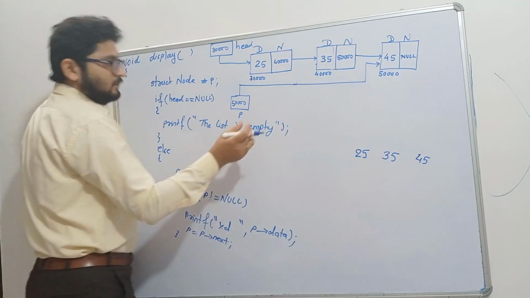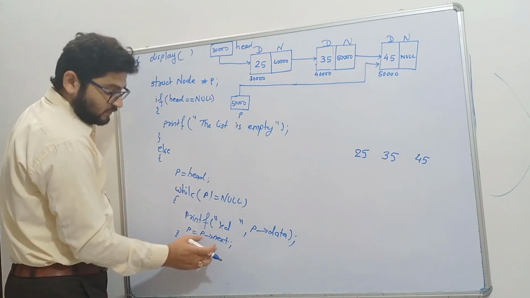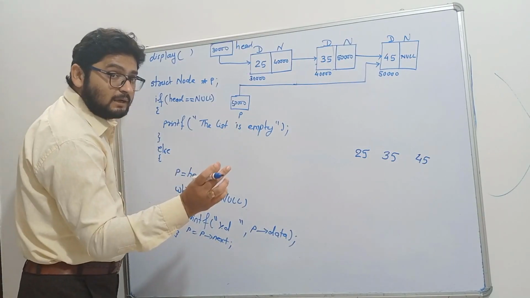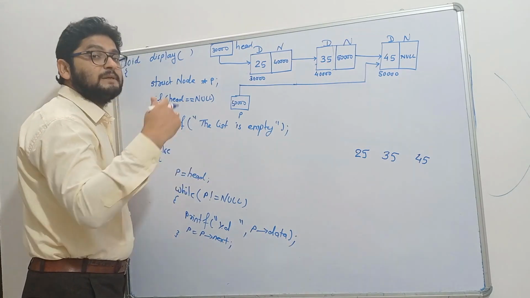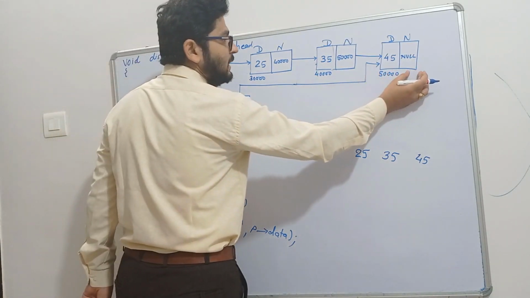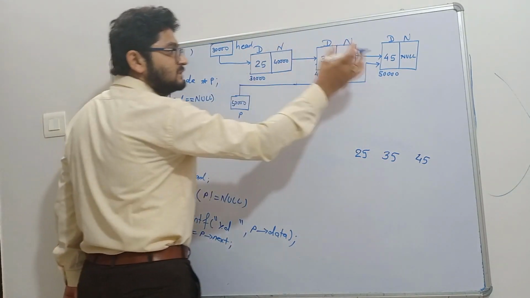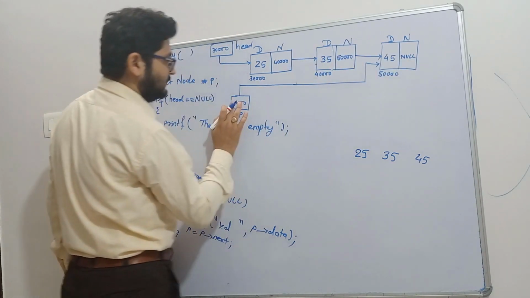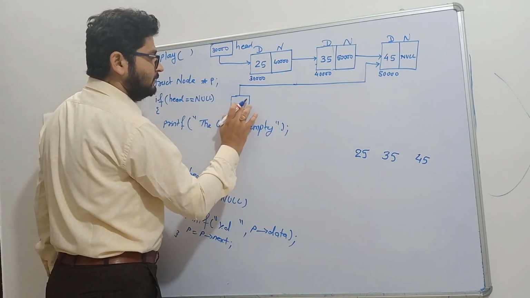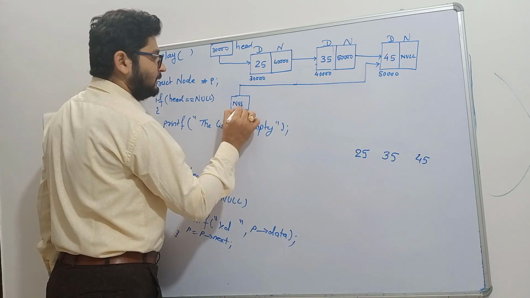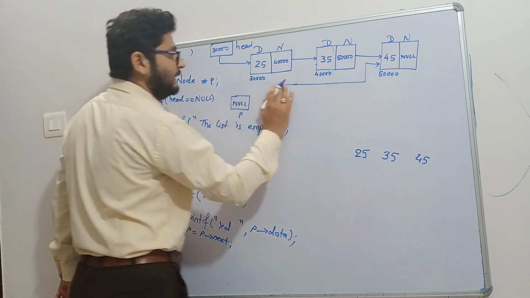And then P equal to P arrow next. What is P arrow next? The next part of the node to which P is pointing. This is the next part of the node to which P is pointing. So this is nothing but null. So here null will be copied. And that means now P is pointing to nothing.